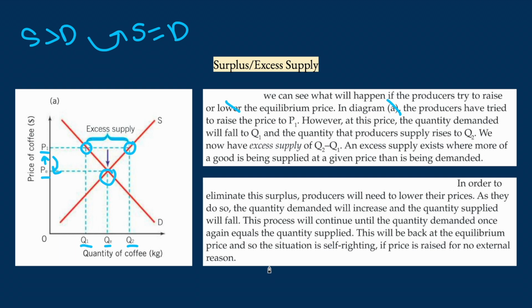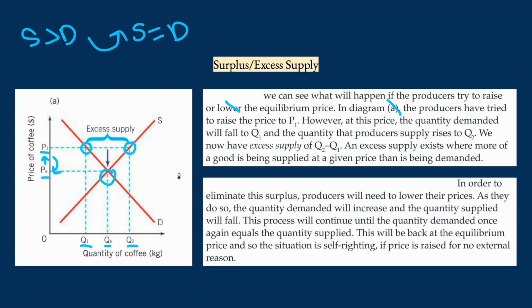As you guys can read here, if price is raised for no external reason, then naturally it is going to be self-perpetuating in the absence of external disturbances, and the equilibrium will change from here all the way back down to here in a market without somebody or like a government specifically intervening.